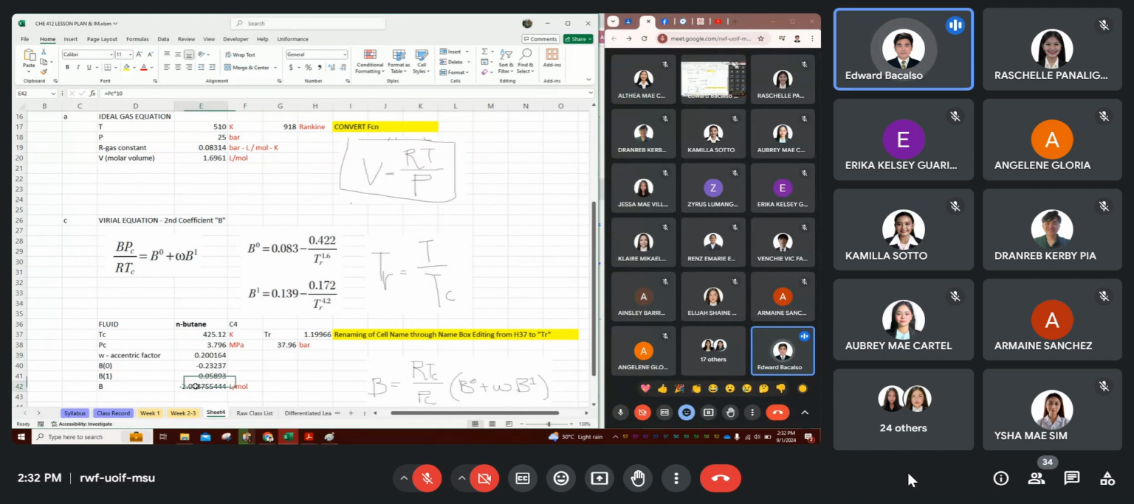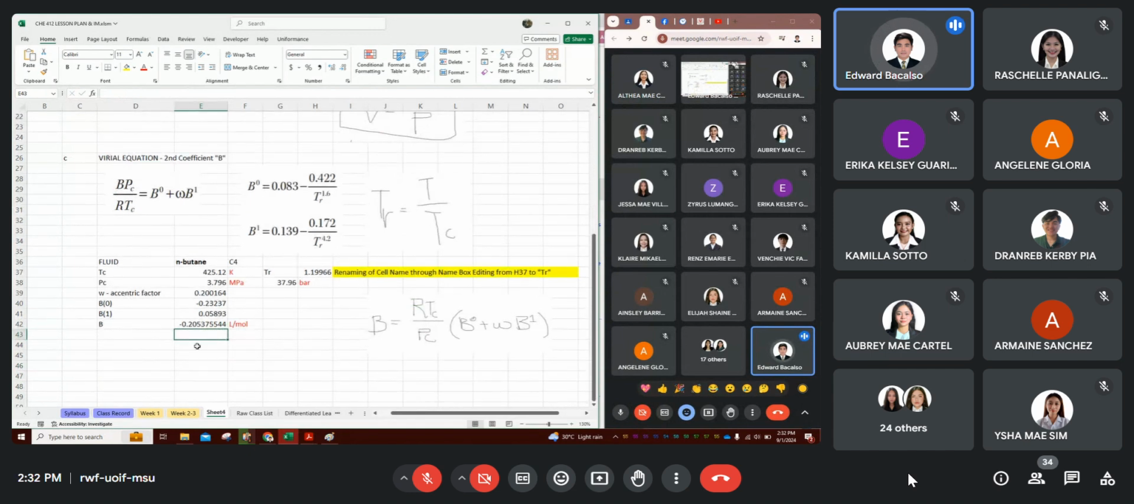So we need to use the 37.96 PC. Palitan natin yung PC na ito. Yan. So ito yung ating tamang value ng B. This is the second coefficient, second virial coefficient, B. So gagamitin natin to solve the volume, molar volume of the gas.